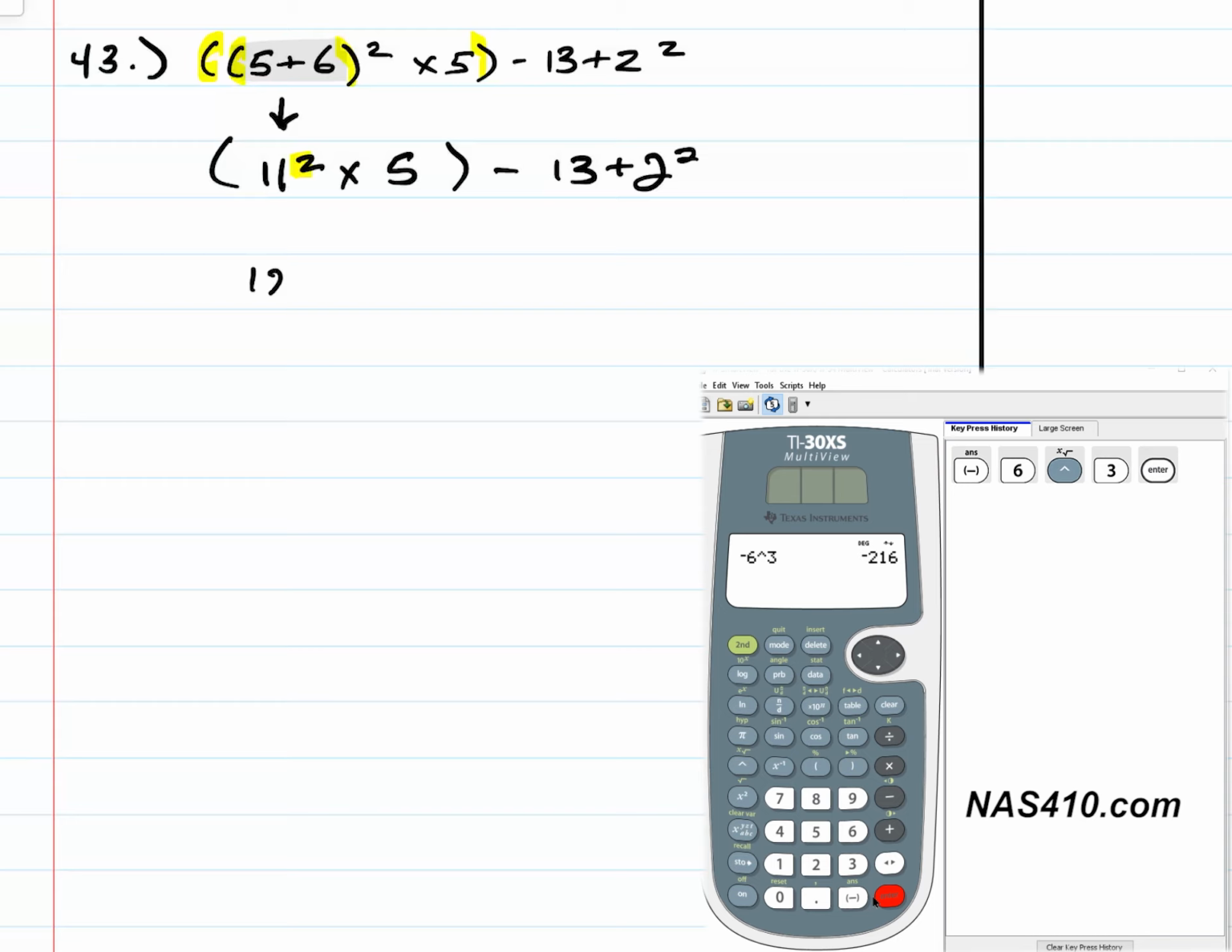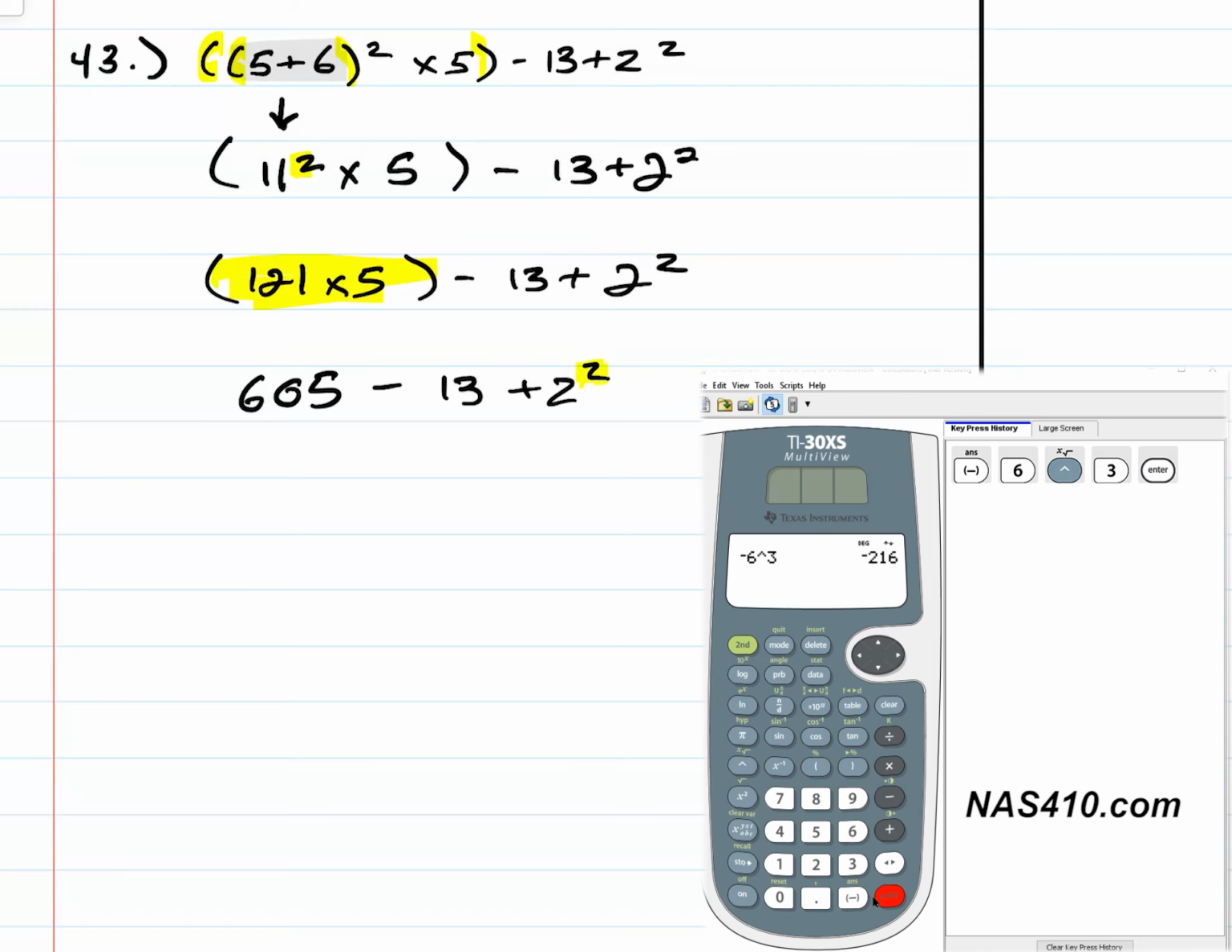And so 11 squared is 121 times 5 minus 13 plus 2 squared. Okay, so I still have to contend with these parentheses. And so I'm going to do 121 times 5 next. 121 times 5 is 605 minus 13 plus 2 squared.